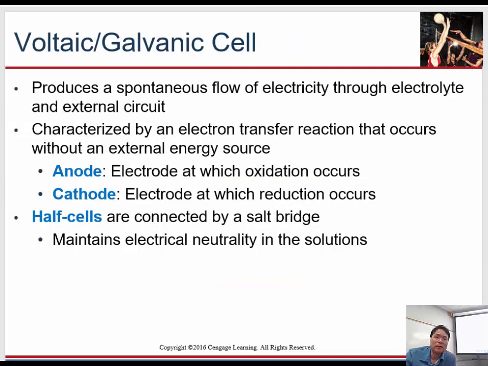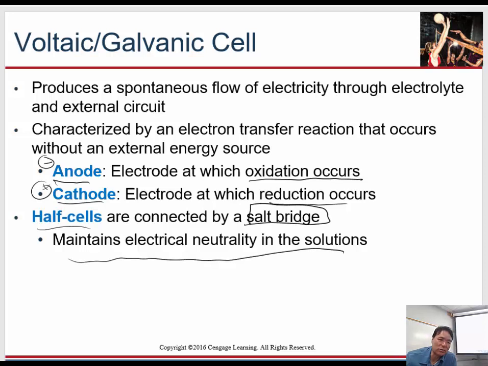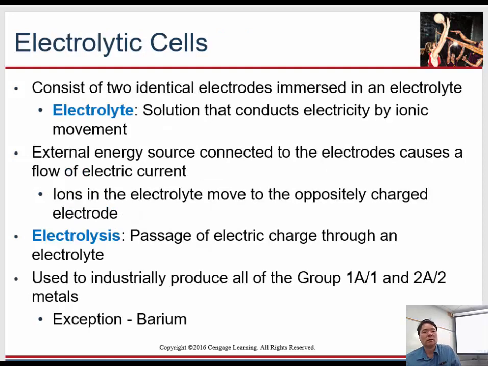And so in voltaic cells, the anode is where oxidation occurs, and that's where the electrons are generated. And the anode is negative, and the cathode is positive. This is where reduction occurs, and that's where the electrons are being consumed. And we talked about half reactions or half cells. Each of those are half cells. The half cells are connected by a salt bridge. The salt bridge maintains electrical neutrality in the solutions. Otherwise, you have a charge buildup, and that prevents further reduction from occurring.